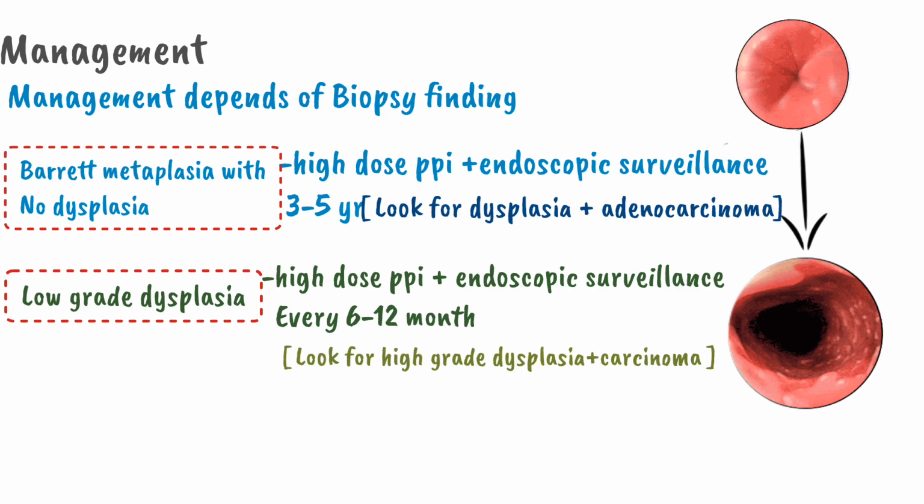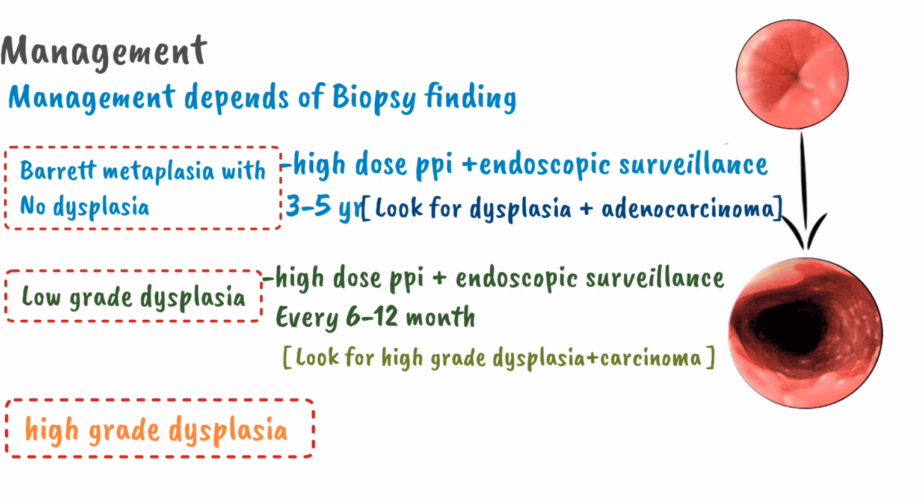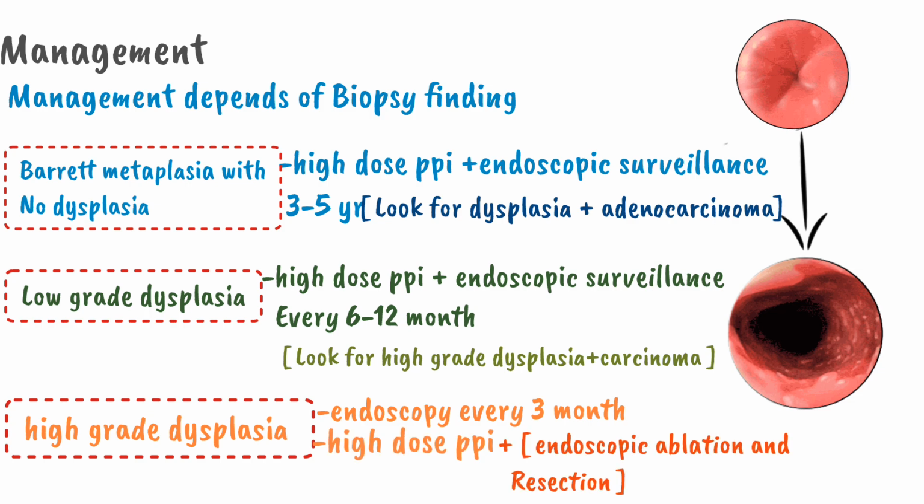And the last one is high grade dysplasia. In this patient, the endoscopy should be performed every 3 months to look for the change of the dysplasia into cancer. And the ideal treatment of choice for this type of Barrett esophagus is high dose PPI with endoscopic ablation and resection. So that was all about Barrett esophagus.